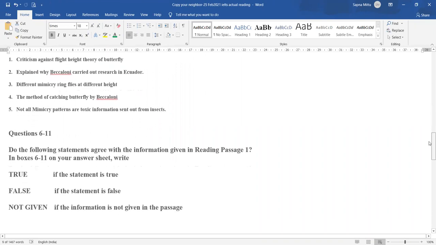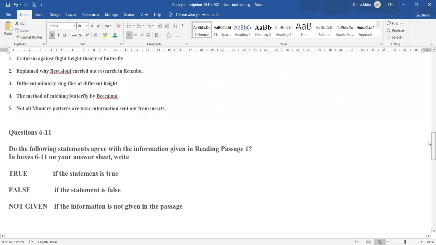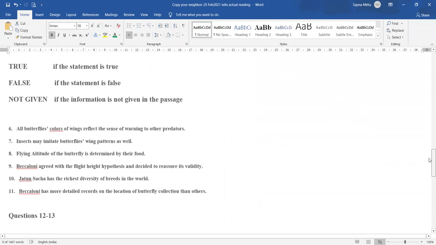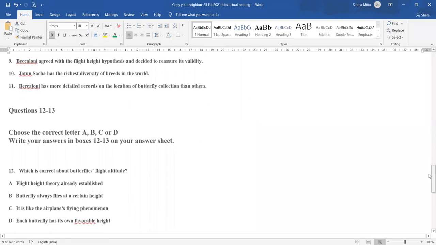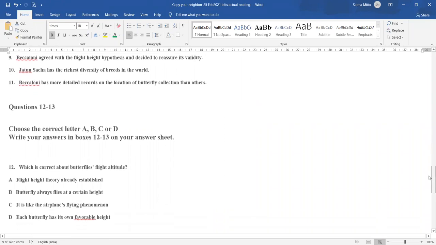And this is true, false, not given. Wow. So true, false, not given. And what is the third type? That is about which is correct about the butterflies. Okay. A type of MCQs.